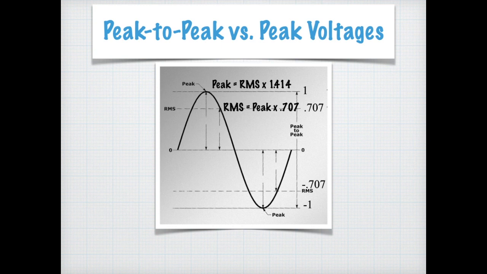So here we're looking at peak to peak versus peak voltage. You can see here that the peak to peak is from the negative swing to the positive swing, that whole gap there. Whereas peak voltage is just a portion of that.